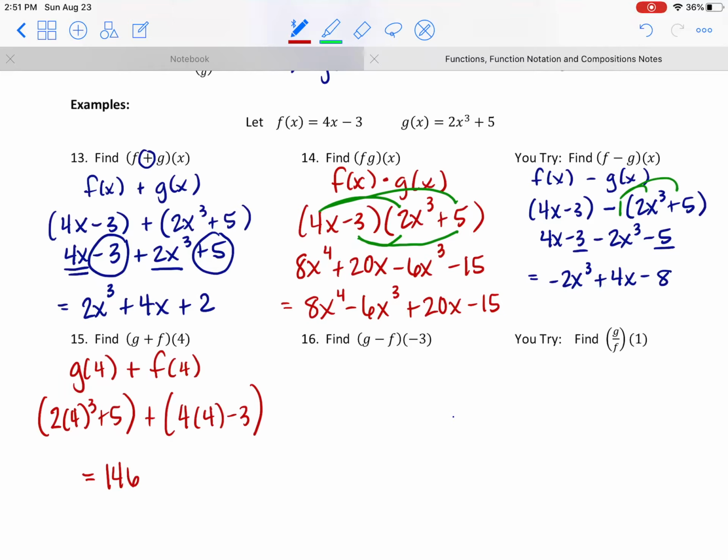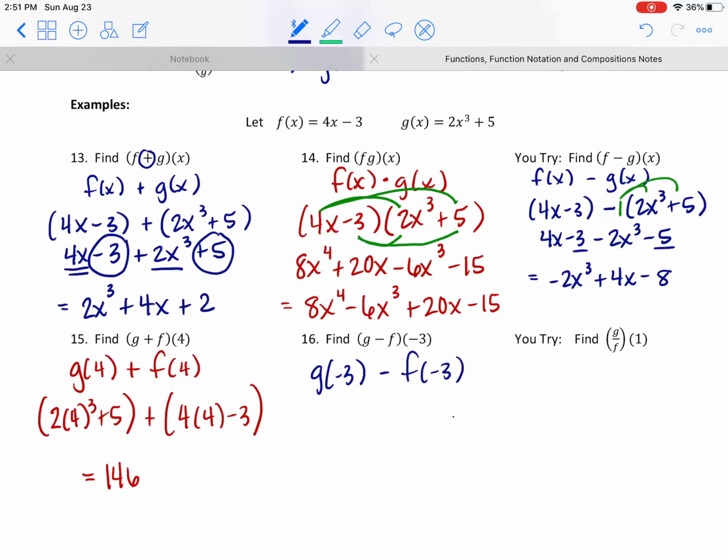Okay, now in the last three examples, where it was f of x and g of x with no number being plugged in, you can see we still had expressions for answers. Now that we're plugging a number into both functions, we get a numerical answer. Okay, something similar is going to happen on the next one. So g minus f of negative 3 means negative 3 is going to get plugged into both functions, and then we're going to subtract the results. So we have g of negative 3, and then we're going to subtract f of negative 3.